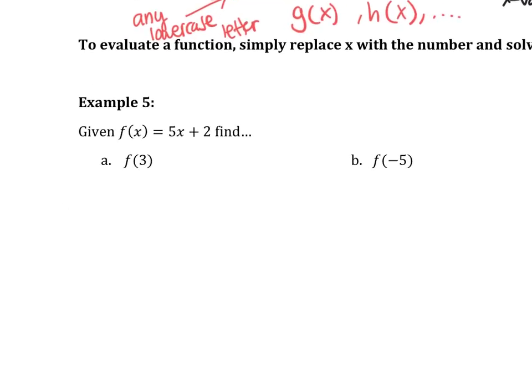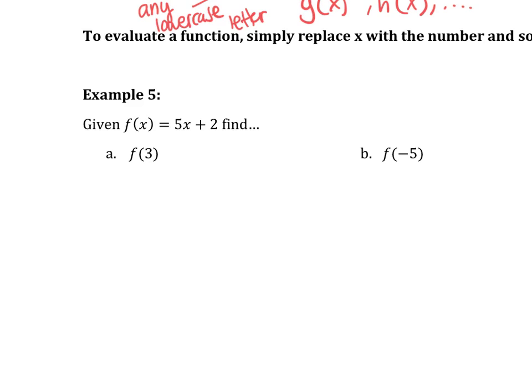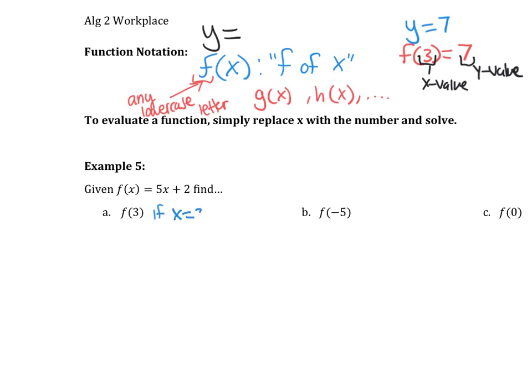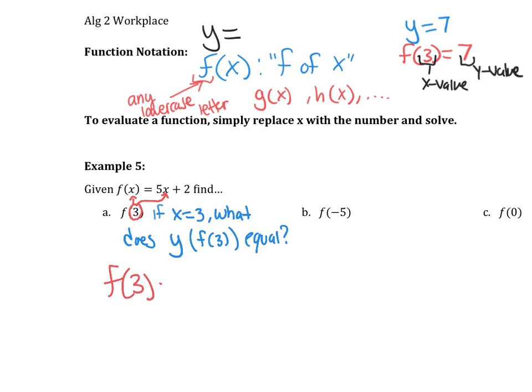So example 5, if we have f of x equals 5x plus 2, we want to find f of 3. So again, this is telling us if x equals 3, what does y, or f of 3, equal? So we just take our 3 and we plug it in for x. So we'd have f of 3 equals 5 times 3 plus 2.